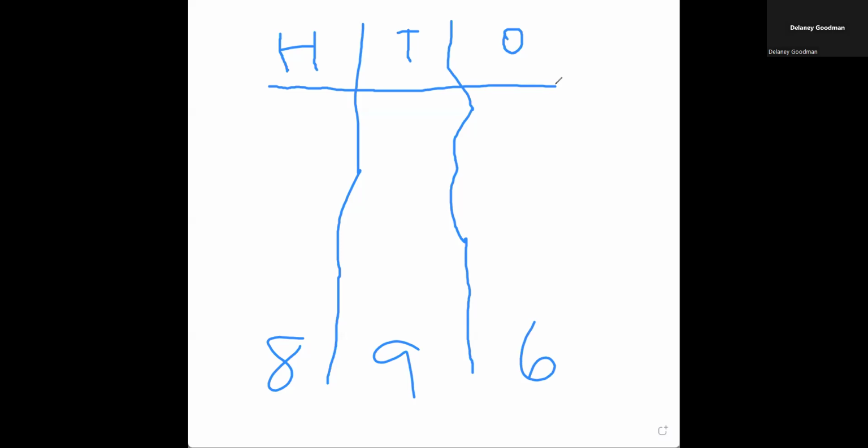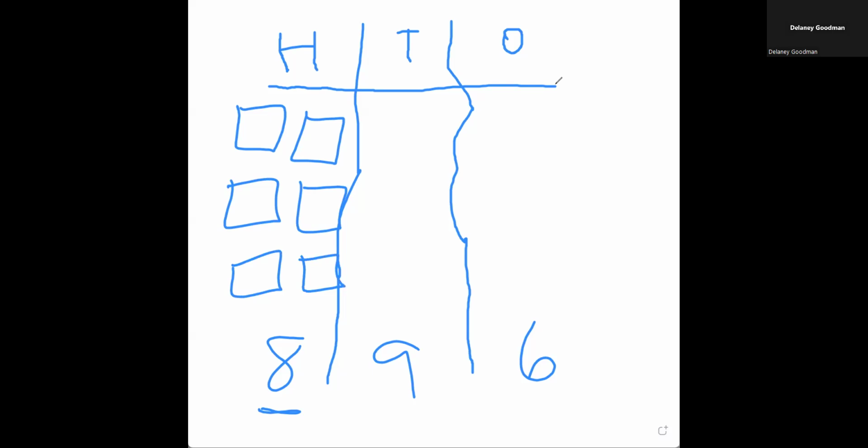I know that when I draw 100, I draw it as a flat. Well, how many do I have in the hundreds place? The 8 is in the hundreds place. The digit 8 is in the hundreds place. So we have 8 flats. 1, 2, 3, 4, 5, 6, 7, and 8.